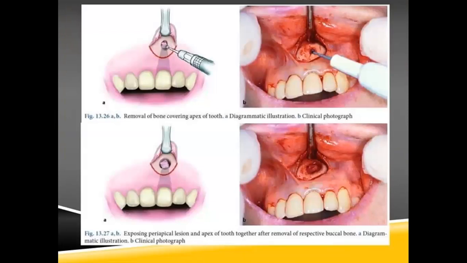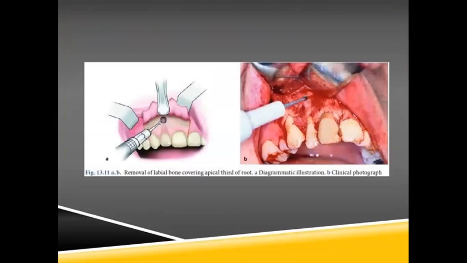Removal of the bone covering the apex of the tooth. This is the diagrammatic representation. Exposing the periapical lesion in the third one. Removal of the labial bone covering the apical third of the tooth.